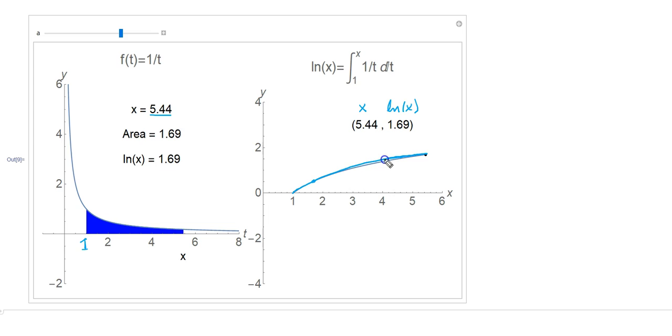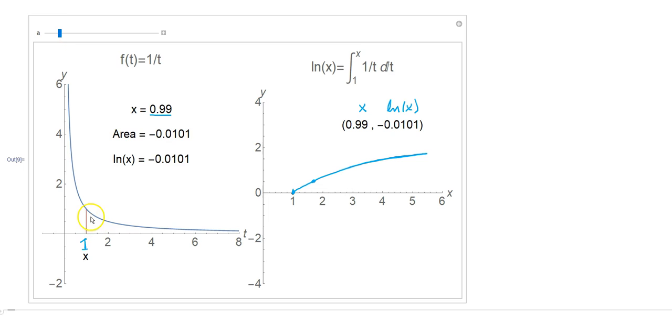Also notice that the natural logarithm of 1 is equal to 0. That's because if I let x be 1 over here, you'll see that the area is 0. The area is getting smaller and smaller, and basically right about there, there's a little straight line segment. The area of that straight line segment is basically 0, and we're right there on the graph of the natural log function. So that's an important thing to note, that natural log of 1 is 0.